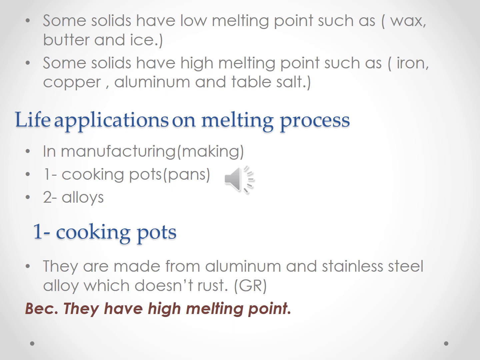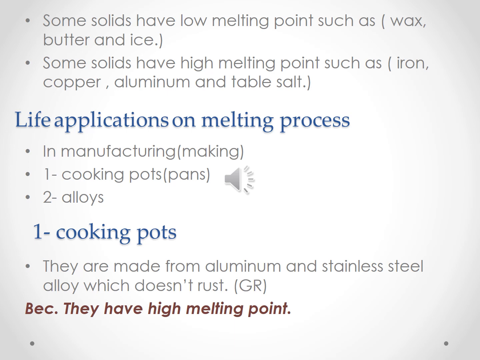And take care, you have to know that each substance has a definite melting point, which is used to differentiate between different substances. For example, the melting point of wax is different from the melting point of butter. So I can differentiate between wax and butter by their melting points. So each substance has its own melting point.